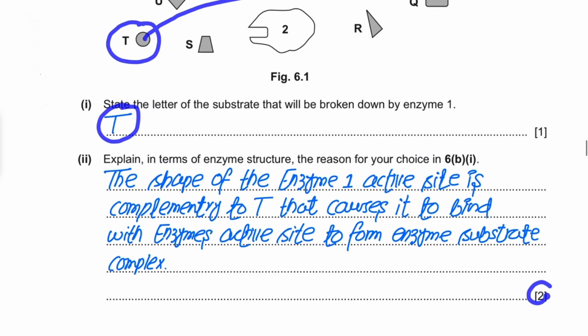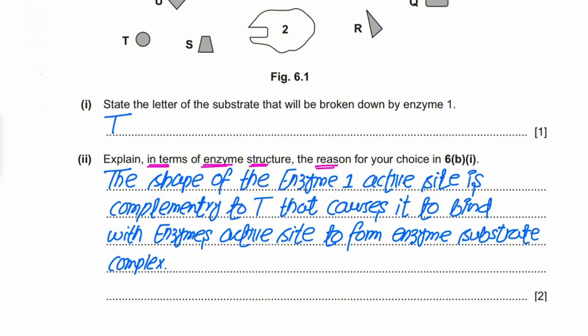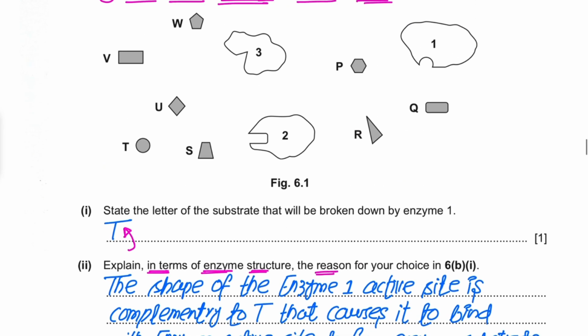Now, moving onward for 2 marks, they are saying that we are required to explain in terms of enzyme structure why we have given the letter T here. So we would simply say that the active site of enzyme 1 has a complementary shape to the substrate T we have with us. So that is why they both would make an enzyme substrate complex.